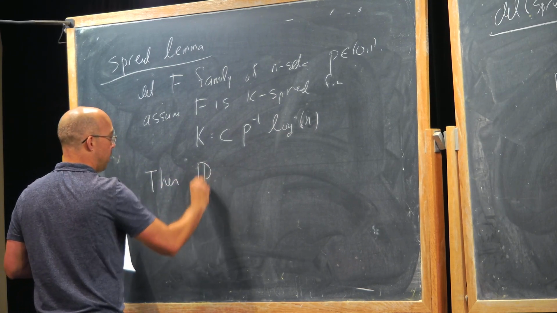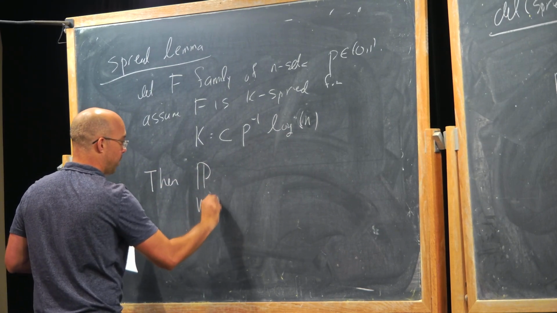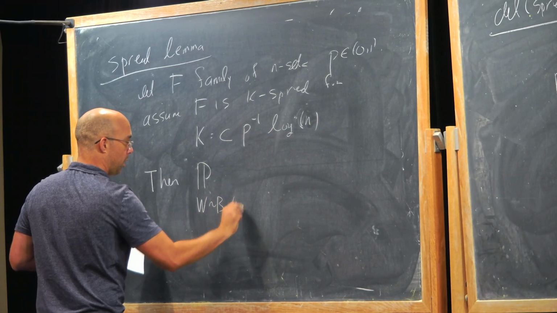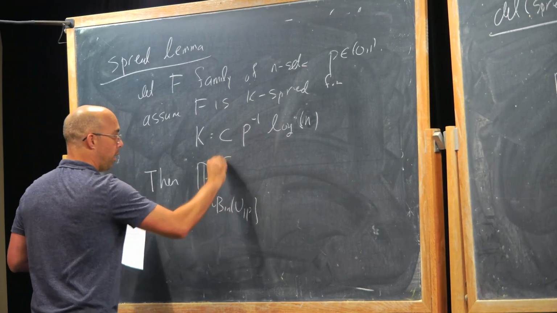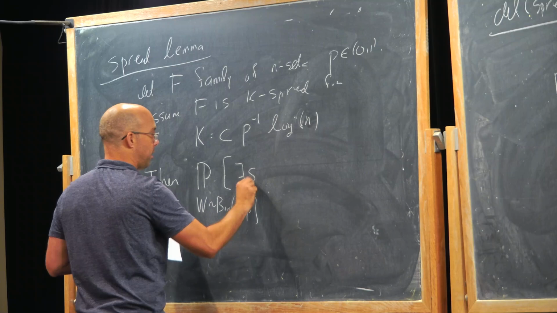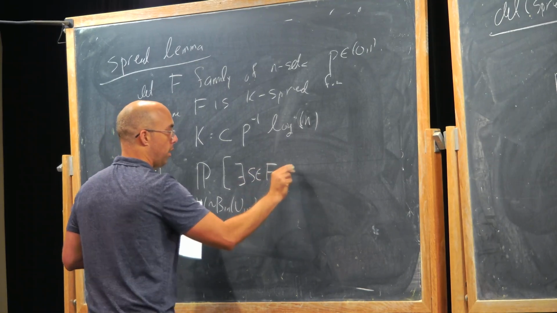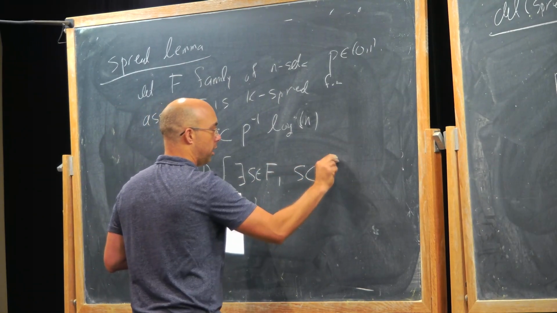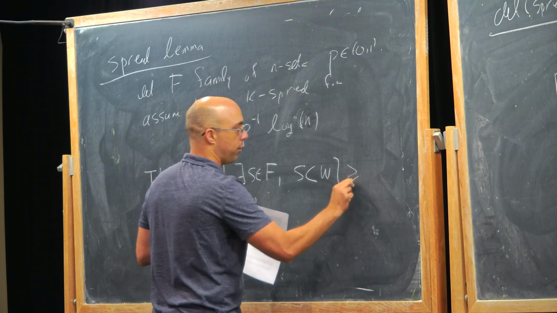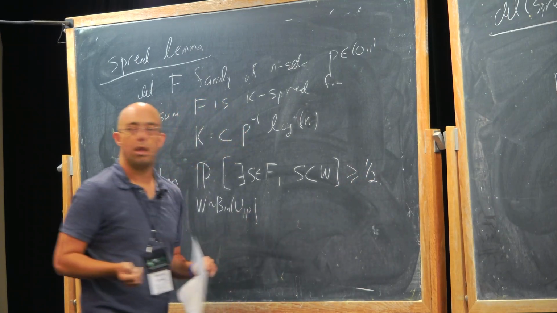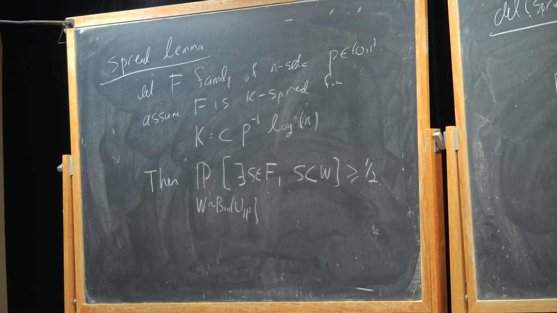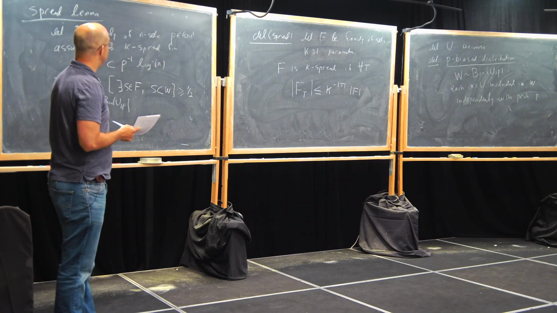Then the probability, if I sample W from this p-bias distribution, that there exists some set in my family that is completely contained inside my random set is at least a half. Okay? So that's going to be the main tool that we're going to use. Let me repeat this lemma. That's going to be the main technical lemma here.